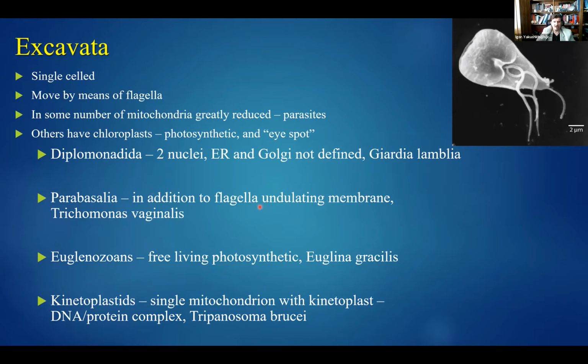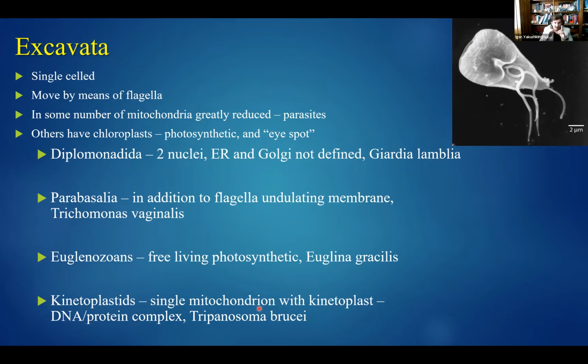Well, in addition to the flagella is the undulating membrane. You will see the undulating membrane in Trypanosoma. What does it mean? The flagella usually will come out from the front and go around the body, and there will be a membrane between the flagella and the body of the protist.